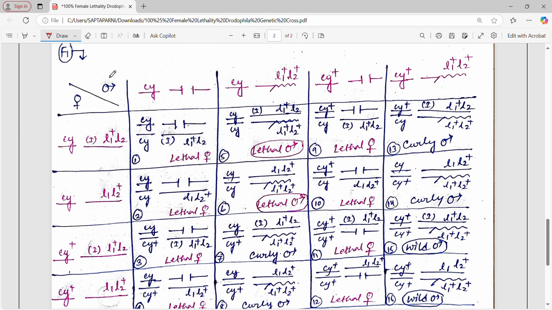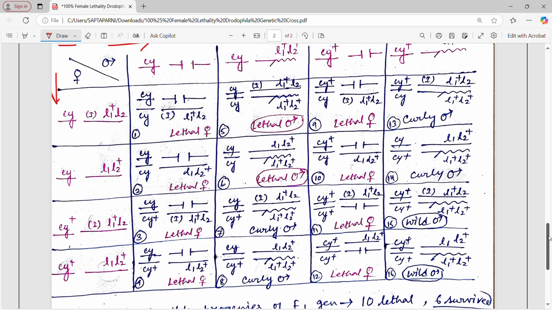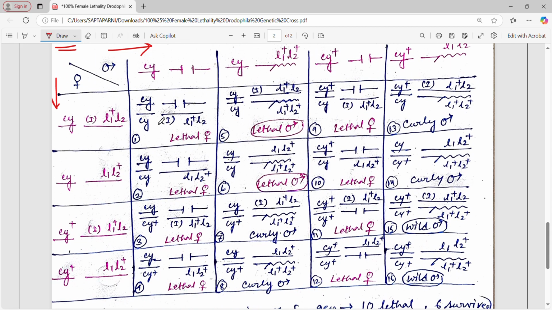When we put the male gametes on the upside and the female gametes on the lateral side and make the checkerboard, we can find the phenotypes of the F1 generation. So see what will be the phenotypes of the F1 generation depending on their genotype. The first one is carrying CY, and we know that CY is a recessive lethal allele. Whenever CY is present, it will be a lethal or dead progeny. So it is a lethal female. Next, it is also carrying CY, so it is a lethal female.